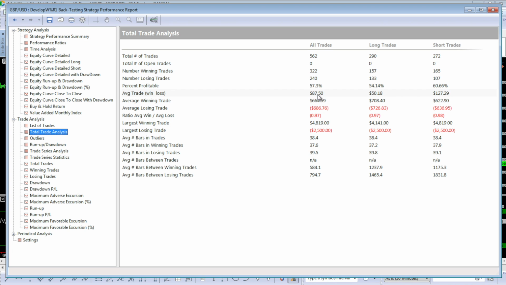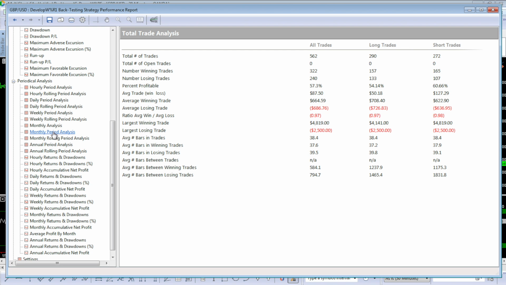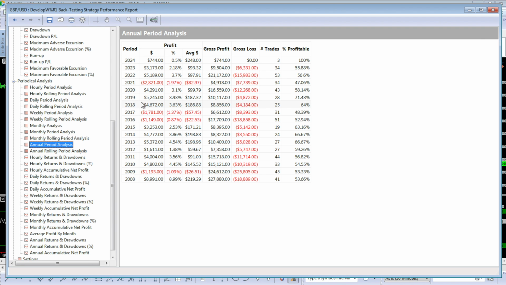We got a much smaller average trade now, obviously, because we're holding trades for a shorter amount of time. Looking at the annual period analysis, we can see that 2021 was also a losing year with this version of the strategy. But then 2022 was pretty good. 2023 made money, and currently we're only 3 trades in, but we are making money in 2024.